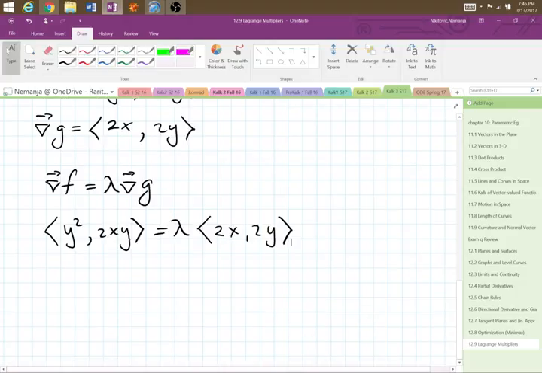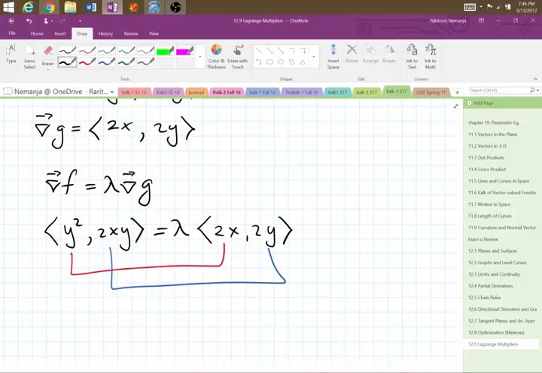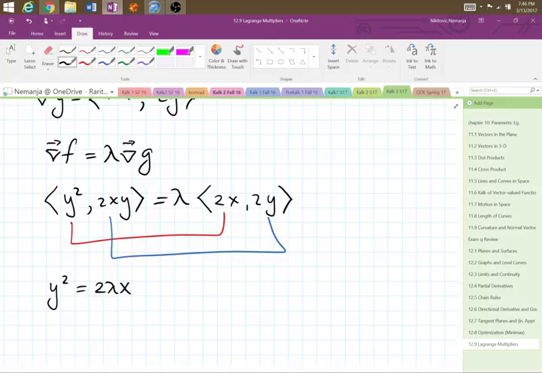It's a necessary break before I do the most important part for this lecture. And that is, once you have everything in this form, you will separate the dimensions. So we are going to have y squared equals 2 lambda x for the red one, and 2xy equals 2 lambda y for the blue one.